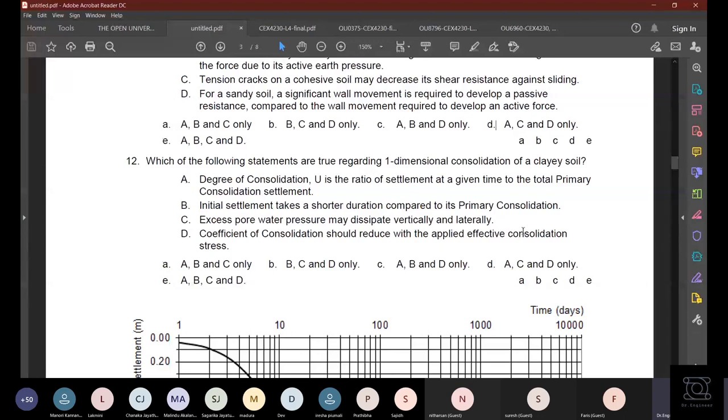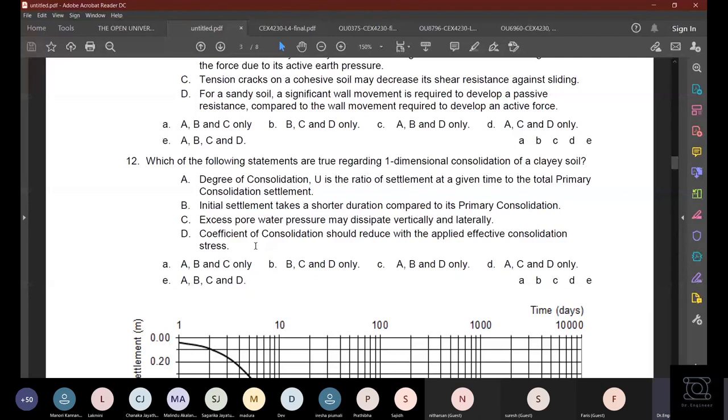The coefficient of consolidation should reduce with the applied effective stress. Yes. By applying the load, the consolidation rate actually decreases because the soil is developing strength, right? For each load increment, the soil is developing strength. So by applying higher and higher loads, it slows down, right?